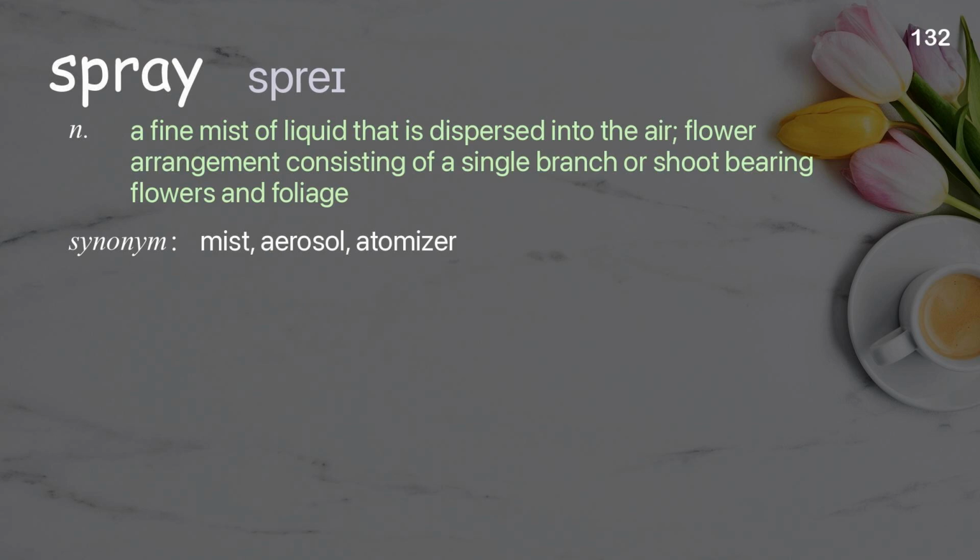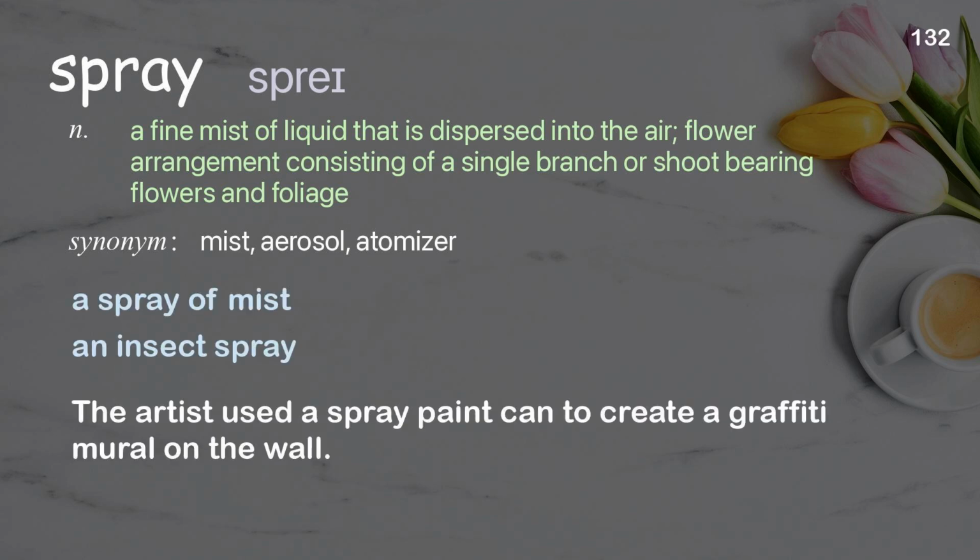Spray. A fine mist of liquid that is dispersed into the air, a flower arrangement consisting of a single branch or shoot bearing flowers and foliage. Examples: A spray of mist. An insect spray. The artist used a spray paint can to create a graffiti mural on the wall.